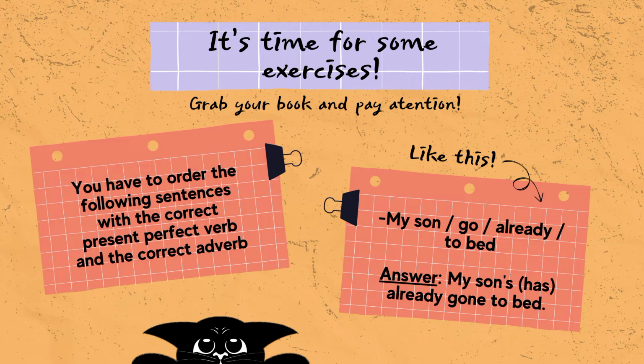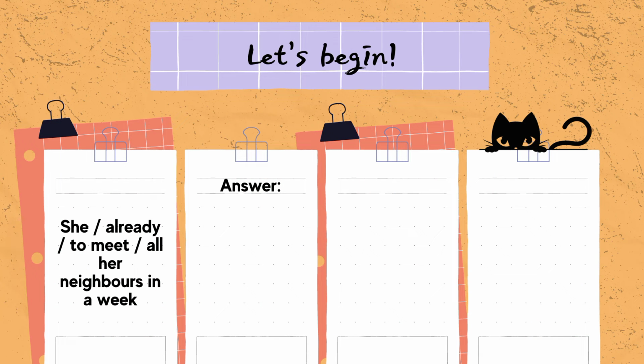Now it's time for some exercises. In this part you have to order the following sentences with the correct present perfect verb and the correct adverb. You will have disordered sentences and you have to write them correctly, like the example shows. Now that Manuela gave us the proper explanation, let's begin with our first exercise. I will give you a few seconds to do it.